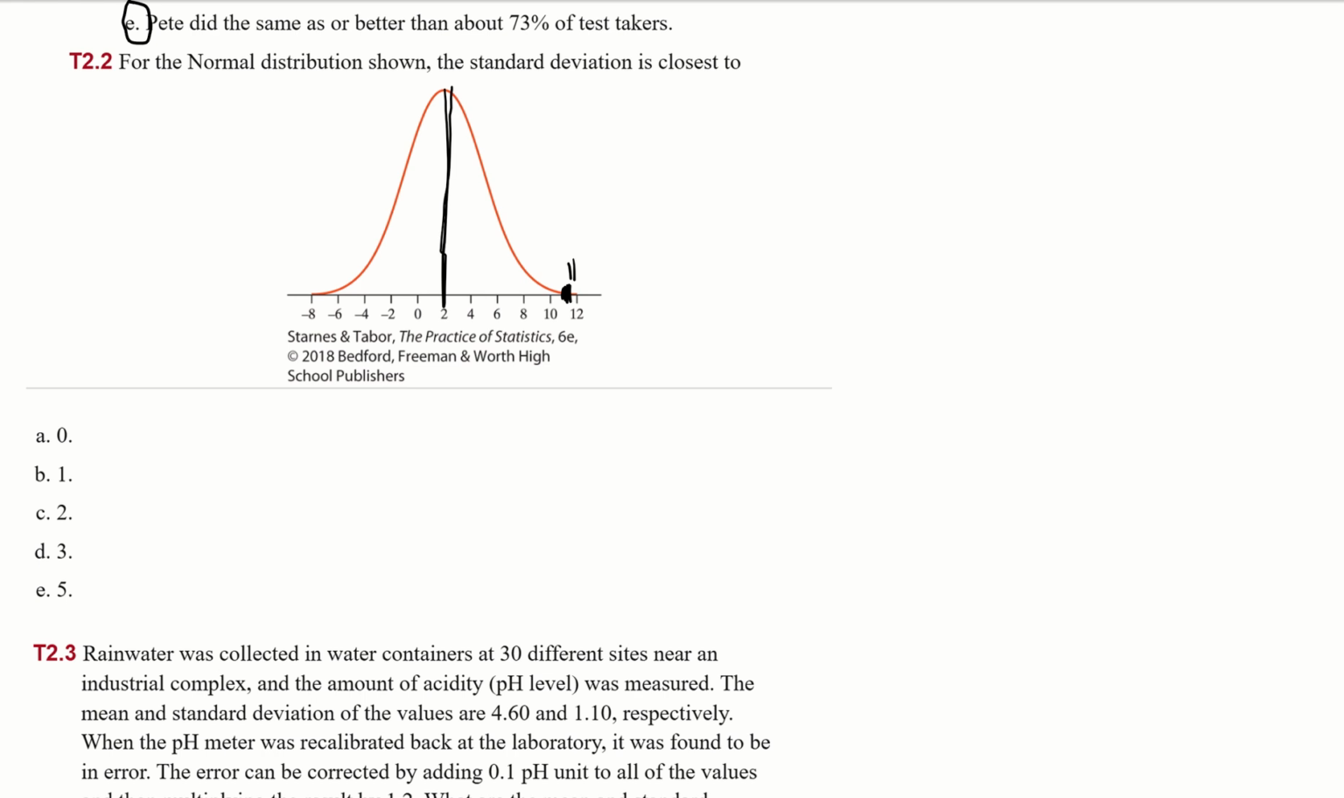You have 99.7% of the curve, according to the empirical rule, right? So that is a good indicator of having most of the curve, and therefore that's 3 standard deviations away, which means that, okay, 11 minus 2 is 9, right? And if 11 is 3 standard deviations away, we take the 9 and divide it by 3, and that gives us 3. So that indicates that our sigma is about 3.